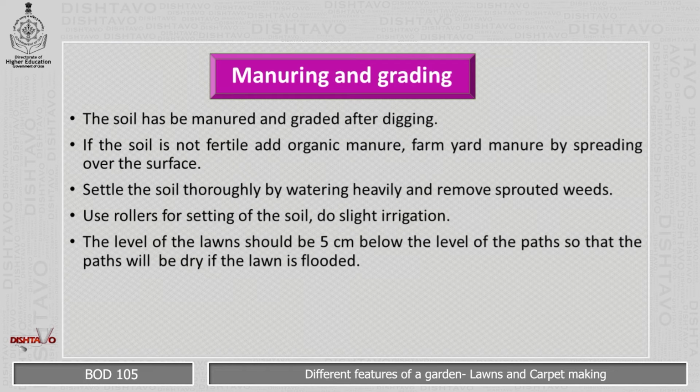The second step, manuring and grading. The soil has to be manured and graded after digging. If the soil is not fertile, add organic manure, farmyard manure, by spreading over the surface. Settle the soil thoroughly by watering heavily and remove sprouted weeds. Use rollers for setting of the soil. Do slight irrigation. The level of the lawn should be 5 centimeters below the level of the paths so that the paths will be dry if the lawn is flooded.